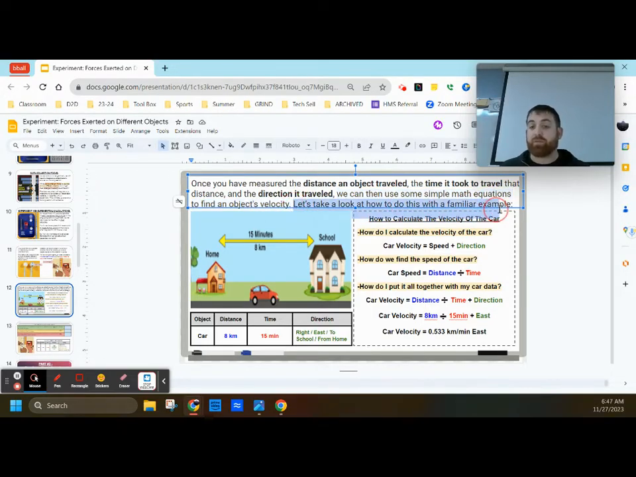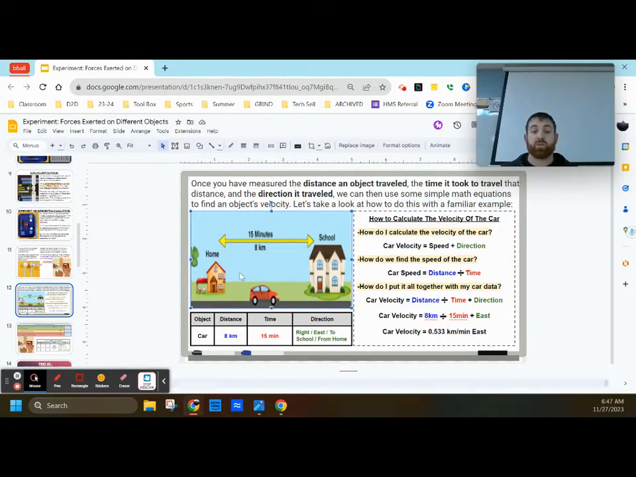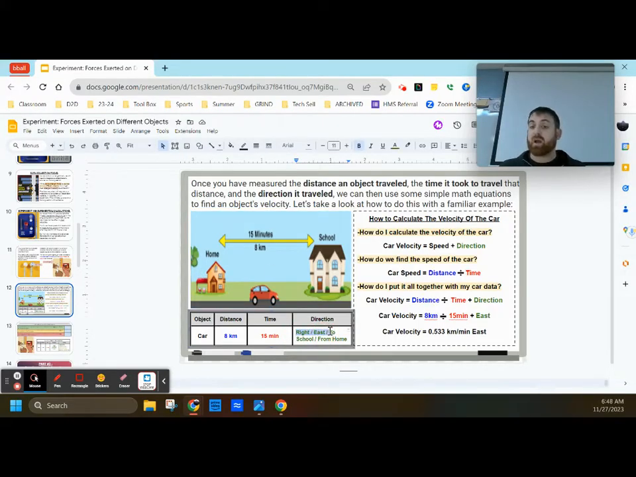So we're going to look at a familiar example from a previous lesson that we have with our car here traveling from home to school. And in this example, they measured the distance it traveled, maybe using meter sticks or maybe using other tools. And they found it's 8 kilometers from home to school for the car. And it would take 15 minutes from it to get to home to school. And it's traveling to the right or east, depending on our frame of reference. So, how do we calculate the velocity of the car?